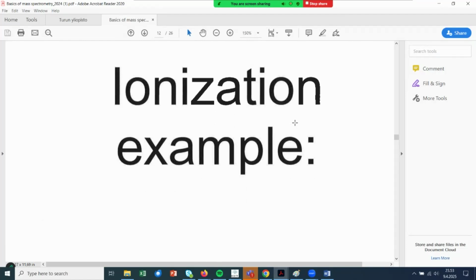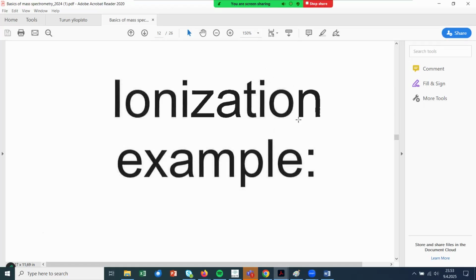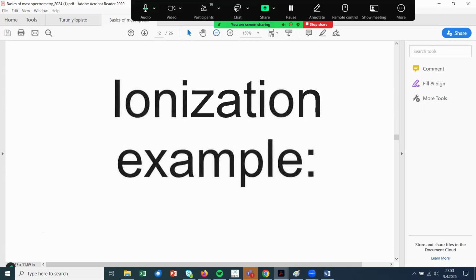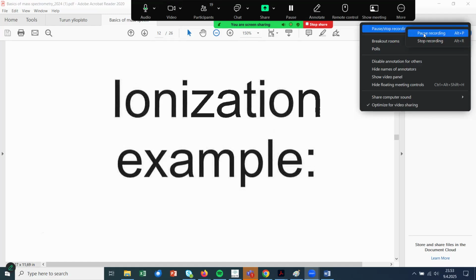Okay, I will proceed into these examples of ionization and also analyzers. But I think it might be good to have a 5-minute break at this point. You can digest and think about these issues and also write any comments you might have. So it would be good to have some discussion based on your questions and comments. So let's have a 5-minute break. I will pause the recording just for a short while.